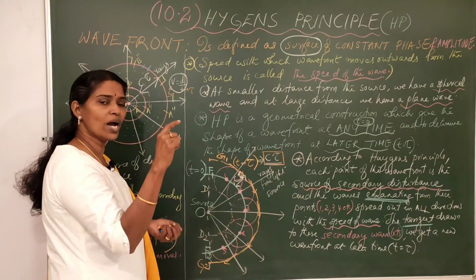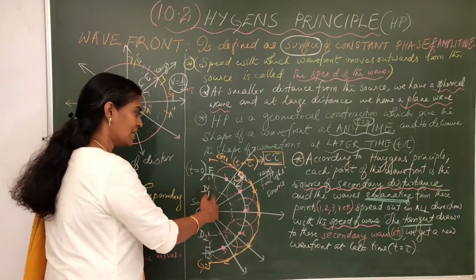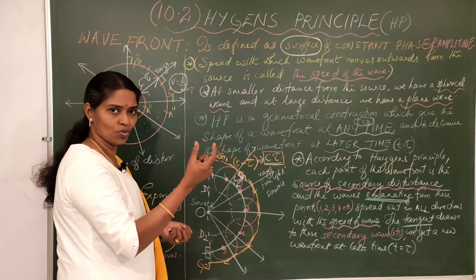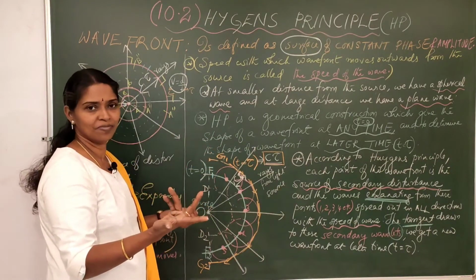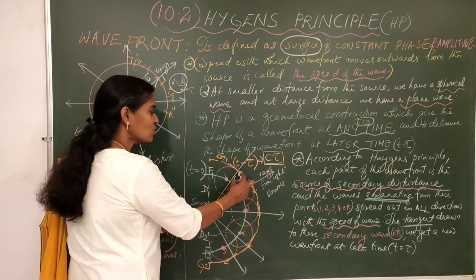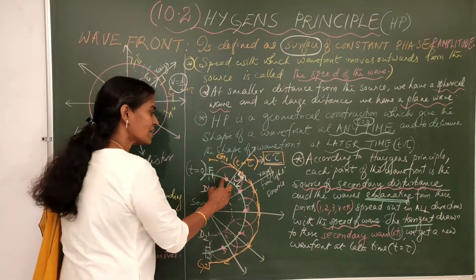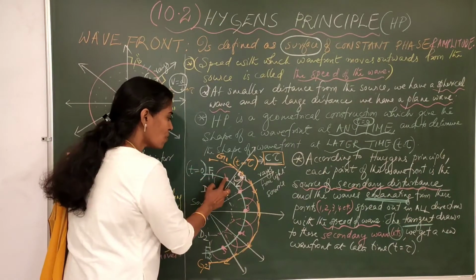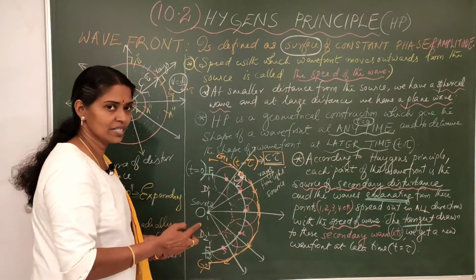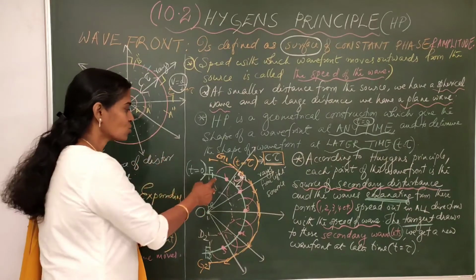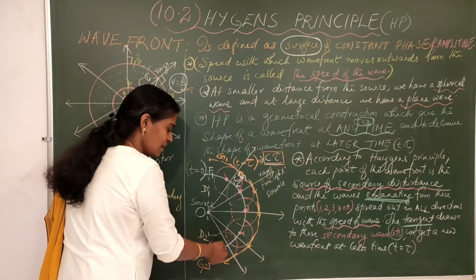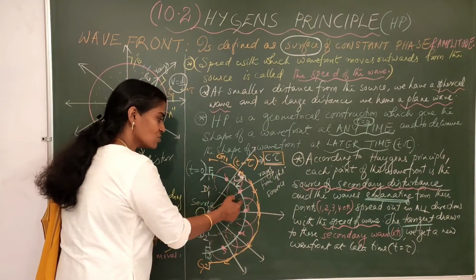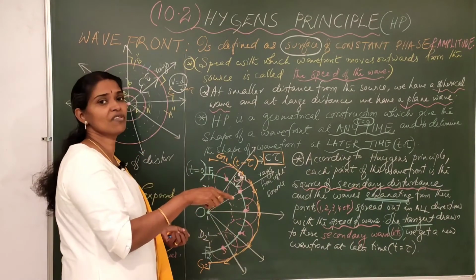With c tau as a new radius, in addition to F1, F2, put another radius c tau. That will be the new wavefront. How did you get it? With c tau as radius, you are constructing new circles. Why? Each point on the primary wavefront acts as a source of secondary wavelets. So secondary waves are produced from these sources, which are on the primary wavefront.